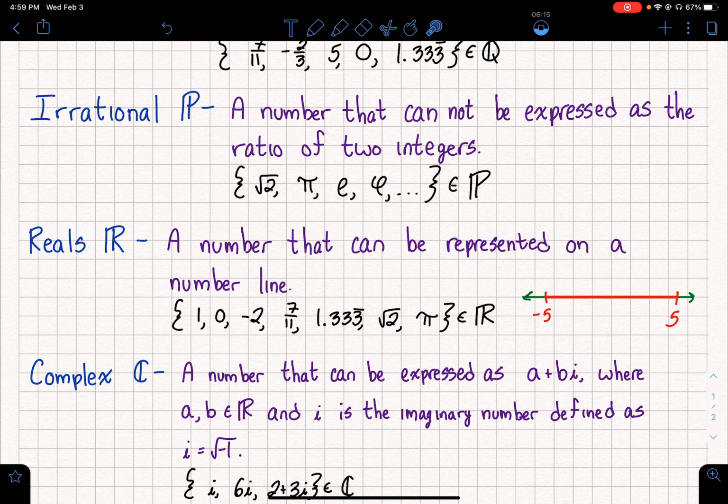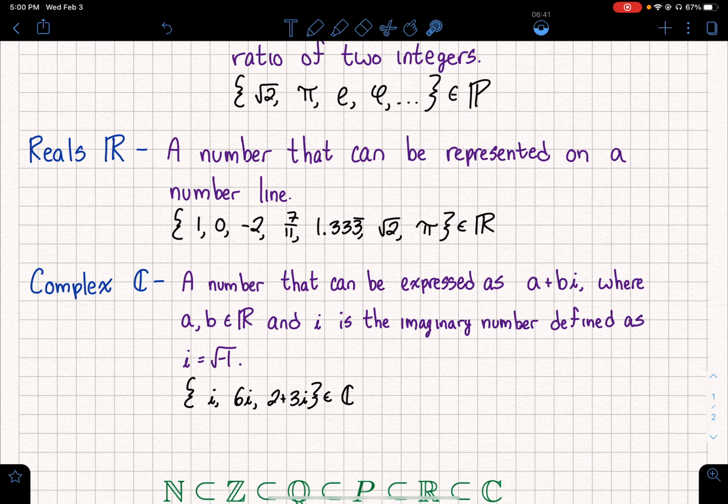They're all the numbers. But that begs the question, well, wait, there's still one more. How could we talk about one more if all of these make up the numbers? Because now we talk about the complex numbers, which involve the imaginary number i. So, let's go into the definition first. The complex numbers are numbers that can be expressed as a plus bi, where a and b are elements of the reals, so a and b are all of these numbers, and i is the imaginary number defined as i equals the square root of negative 1.